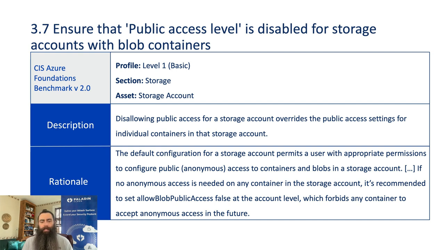So the CIS rationale is the default configuration for a storage account permits a user with appropriate permissions to configure public access to containers and blobs in a storage account. It is recommended not to provide anonymous access to blob containers until and unless it is strongly desired. A shared access signature token or Azure Active Directory RBAC should be used for providing controlled and timed access to blob containers. If no anonymous access is needed for any container in the storage account, it's recommended to set Allow Blob Public Access false at the account level, which forbids any container to accept anonymous access in the future.